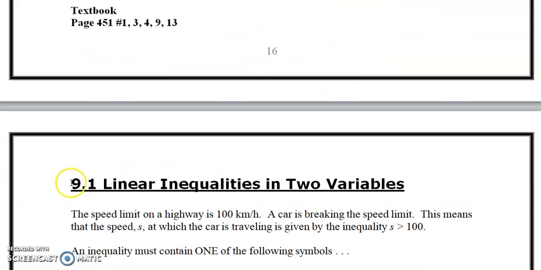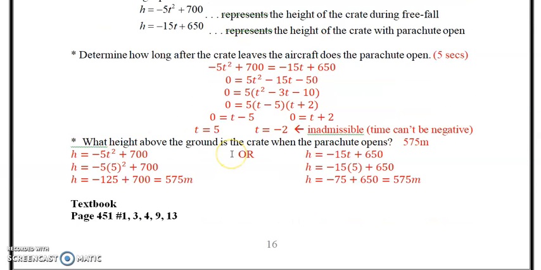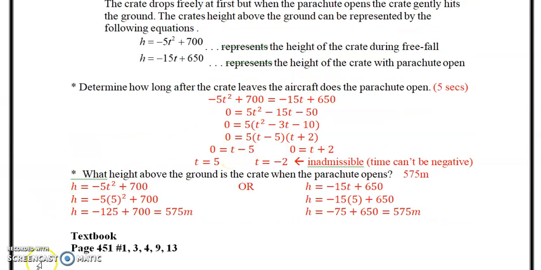Next time we come, we'll start with 9.1. We'll do the linear inequalities in 2 variables.